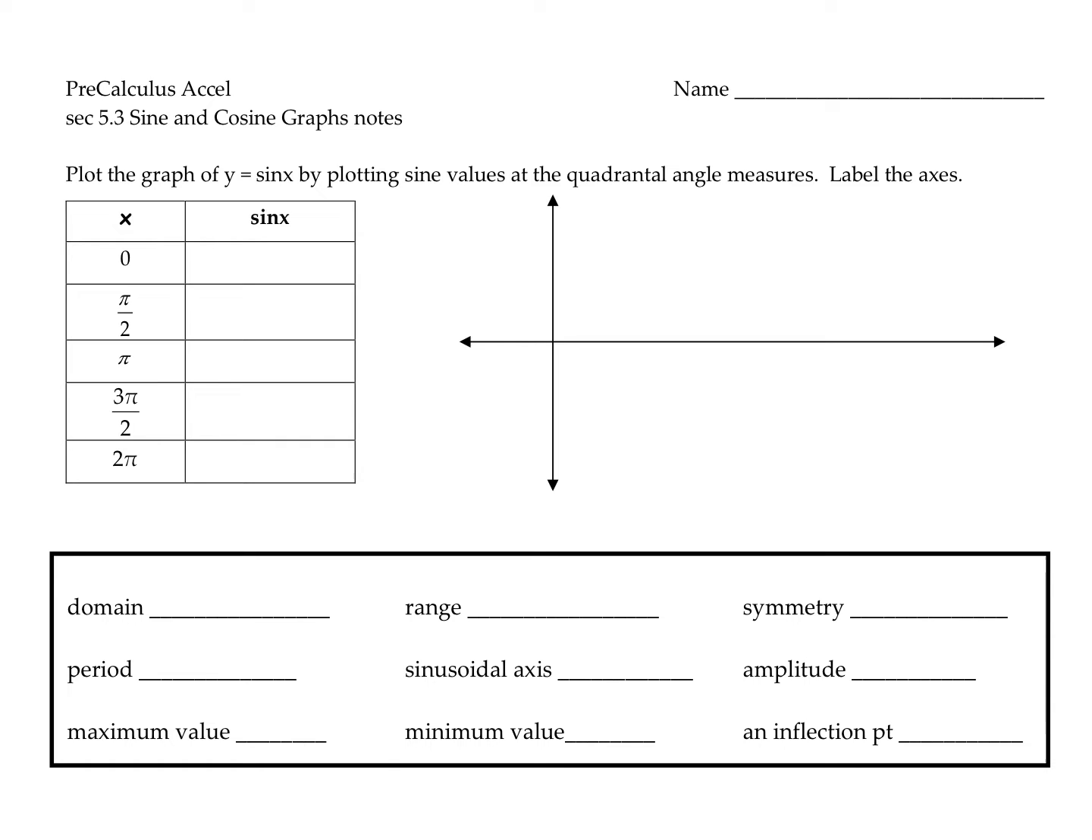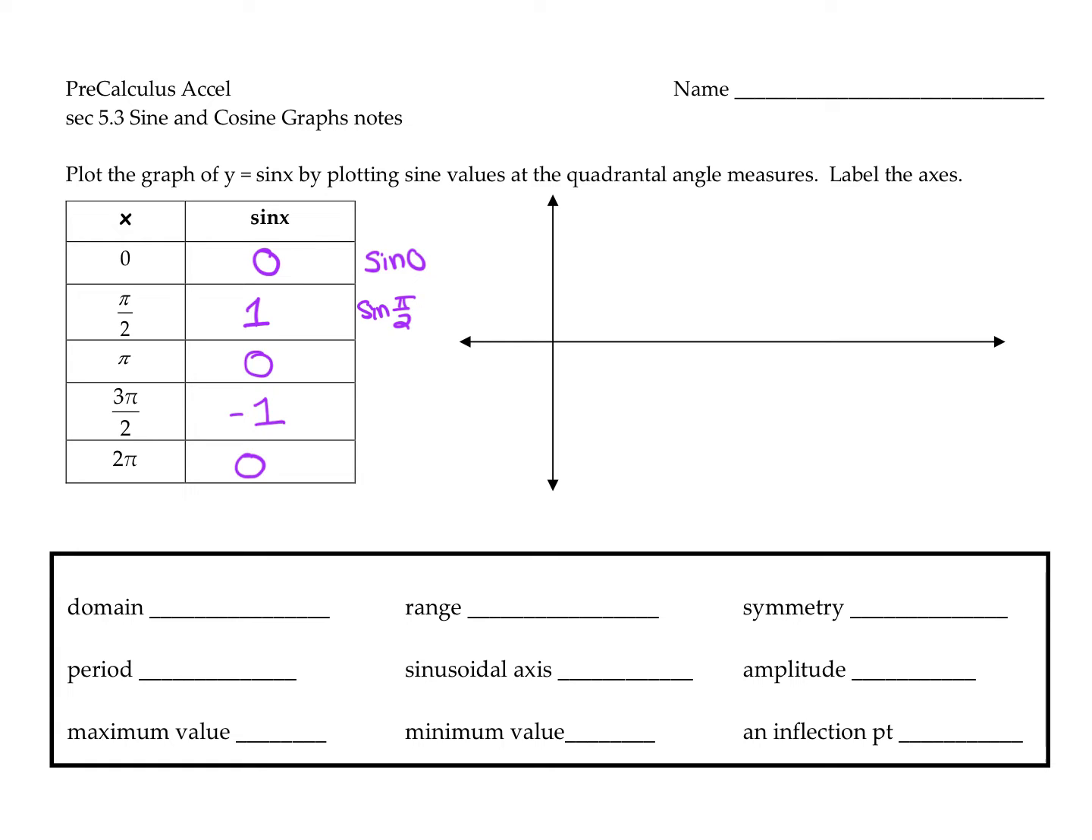So when x is 0, what is the sine of 0? Sine of 0 is 0. What's that sine at pi over 2? It's 1. Sine at pi is 0. Sine at 3 pi over 2 is negative 1. And sine at 2 pi is 0.